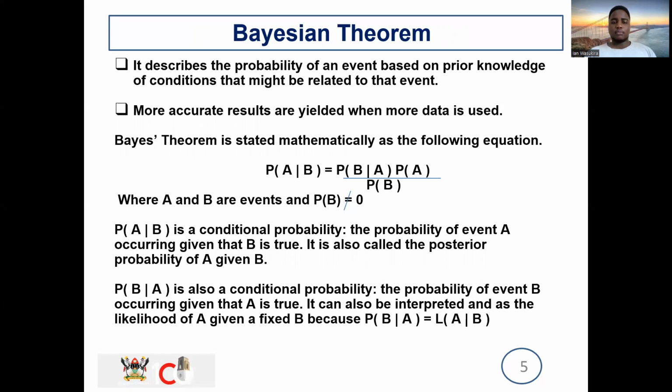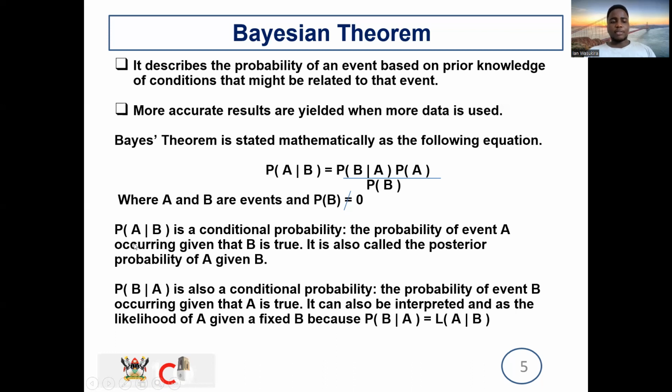This is basically conditional probability: what is the probability that one thing happened given the other thing already happened. So more of a cause and effect kind of approach. Bayes theorem is stated mathematically in the following equation, which is seen here below, where A and B are events, and the probability of B cannot be 0.